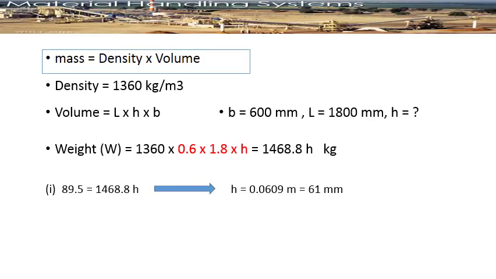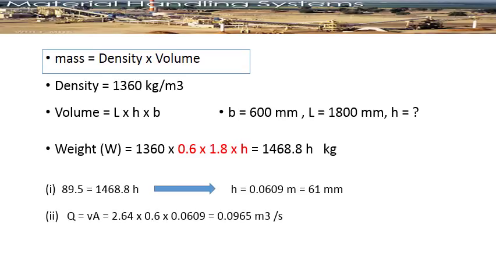So first, to find the value of h: the 89.5, which is the average mass we got, is equal to 1,468.8 h. We can see that we have the mass in kilogram, and we don't know the value of h. So h is going to be equal to 89.95 divided by 1,468.8. And we found it here to be 0.0609 meters, which is equal to 61 millimeters.